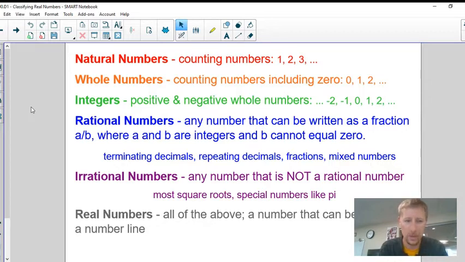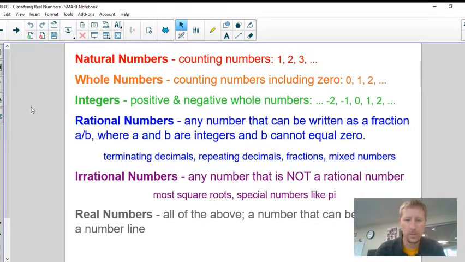-72 is an integer. Is -72 a whole number? No, it's not, because it's on the negative side. It can't be a whole number. Is -72 a natural number? No, it's not, because natural numbers are only those positive counting numbers.